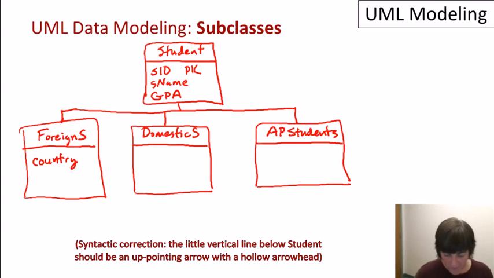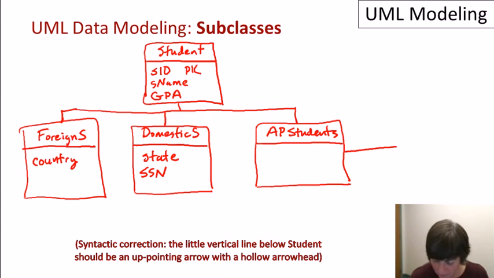We'll say that domestic students are going to have a state that they come from, and we'll also say that they have a social security number, which we don't know that foreign students would necessarily have. AP students, interestingly, is going to be empty. It's not going to have any additional attributes, but the AP students are the students that are going to be allowed to have a relationship with AP courses.